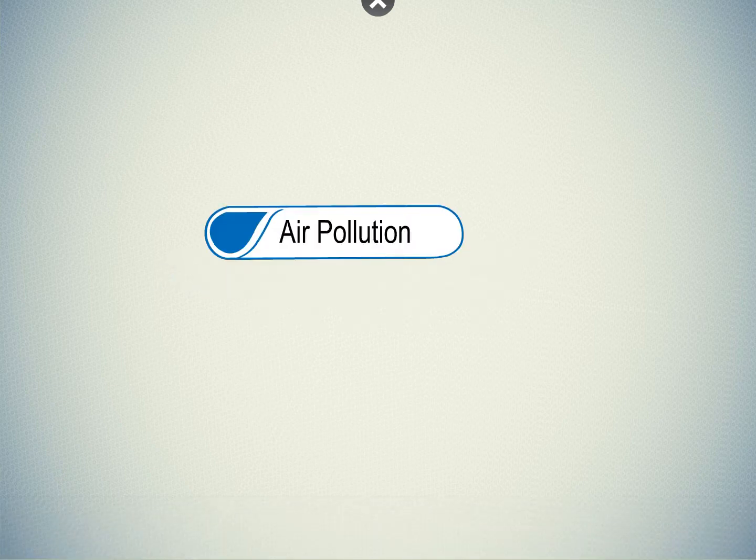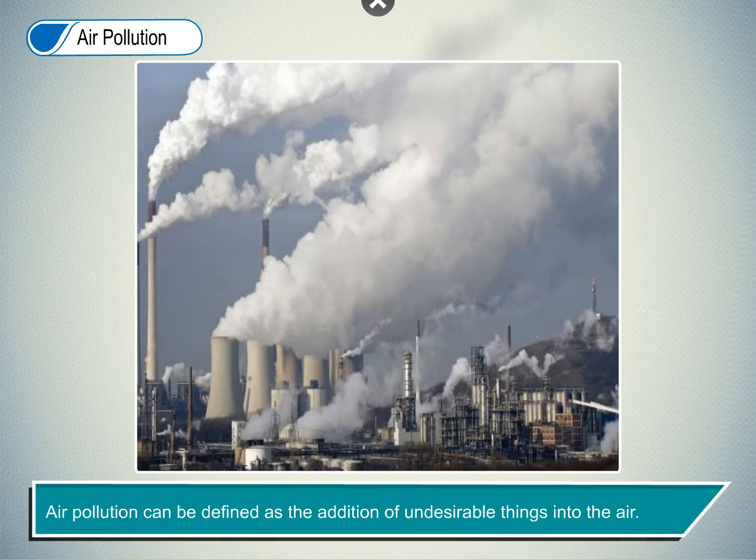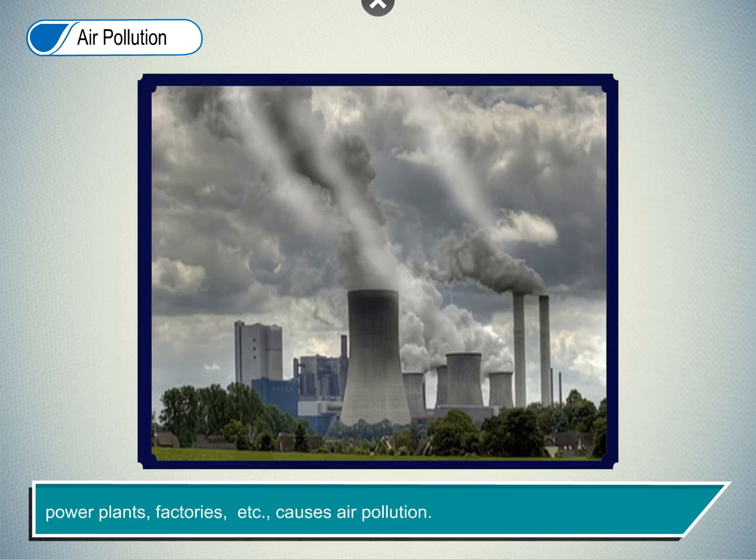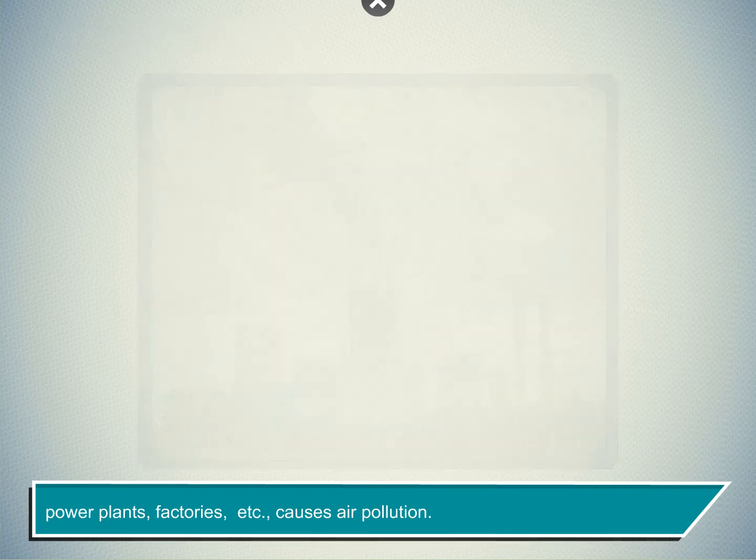Air pollution. Air pollution can be defined as the addition of undesirable things into the air. For example, smoke from automobiles, power plants, factories, etc. causes air pollution. Effects of air pollution.